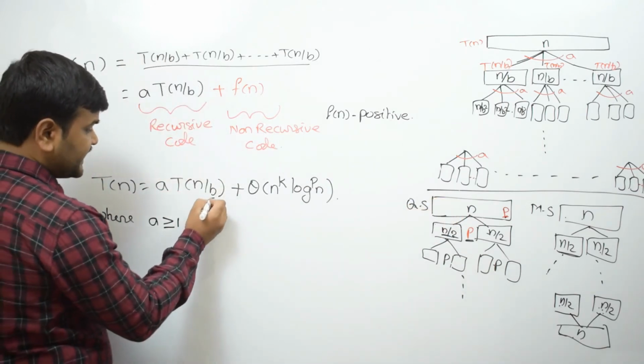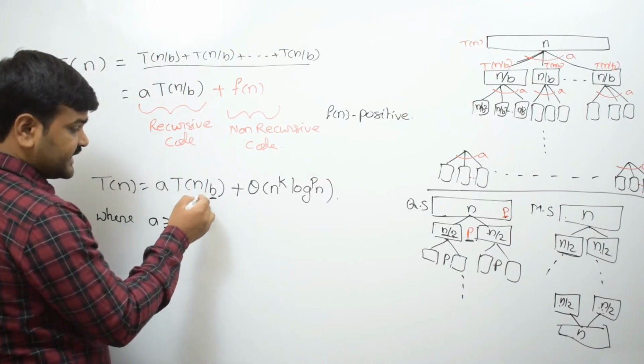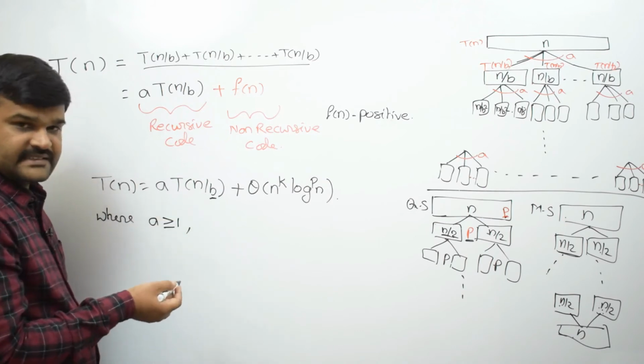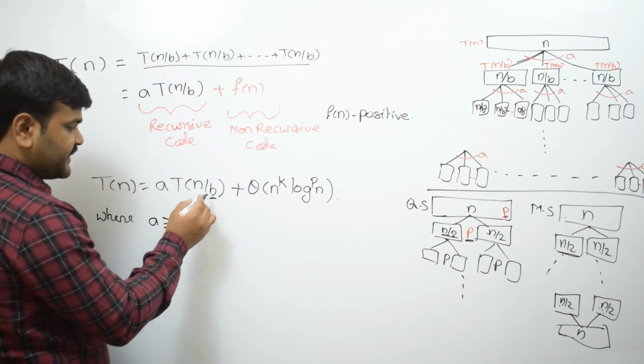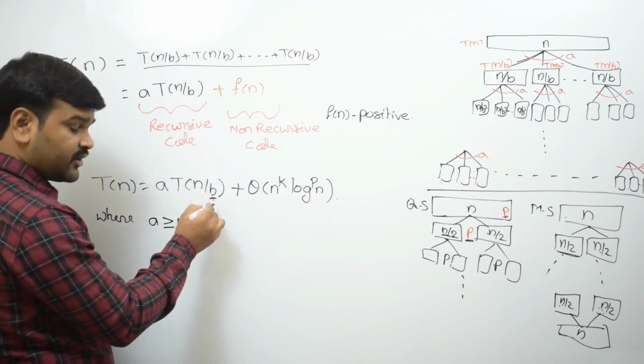Now what about b actually? If b is 0, n by 0 is infinity, so that is not valid, not meaningful. If b is 1, T of n by 1 means T of n only.